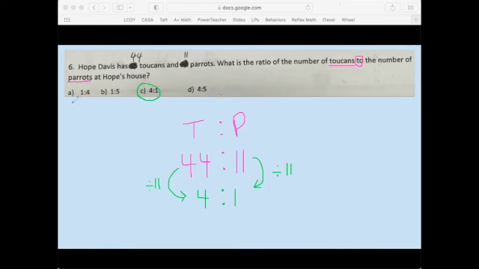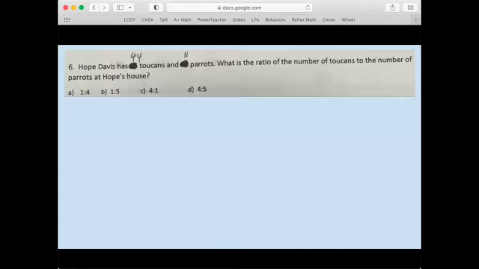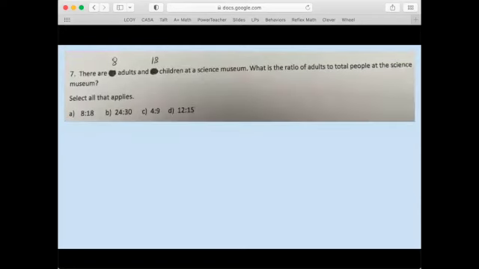Choice A does look a little bit similar, and it does look a little bit tempting to answer, but the order of the ratio matters. This right here is actually the ratio of parrots to toucans. But like we read in the beginning, we want the ratio of toucans to parrots, excuse me. So this is why choice A would be incorrect. Let's go ahead and move on to number 6. Oops, why did it go backwards? Oh, 7, I'm sorry, forgot how to count.